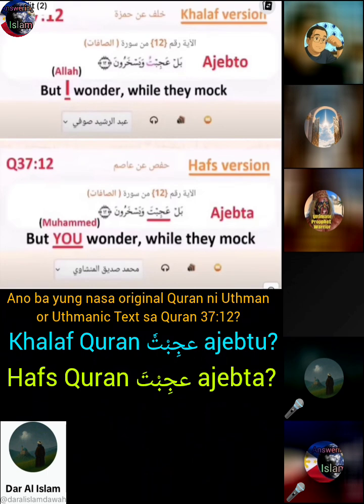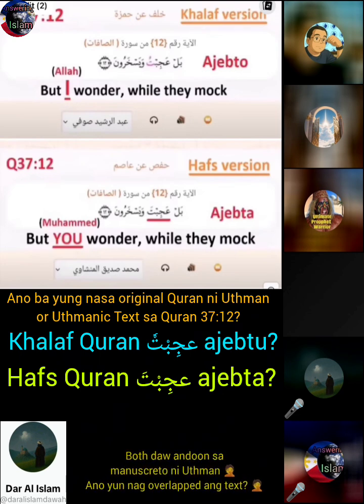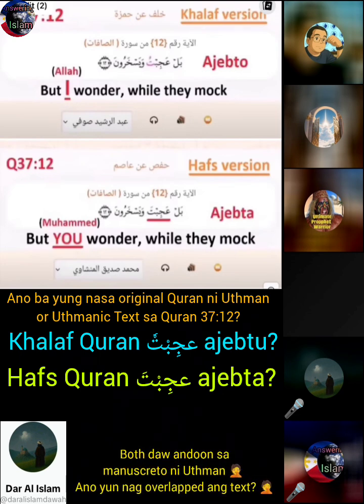So your question was which one is in the original Uthmanic text, aka the Uthmanic standardization, and to that I would say that they were both in there, and I'll explain to you why. In the original Uthmanic standardization, at that point in time, diacritical marks were not invented yet.